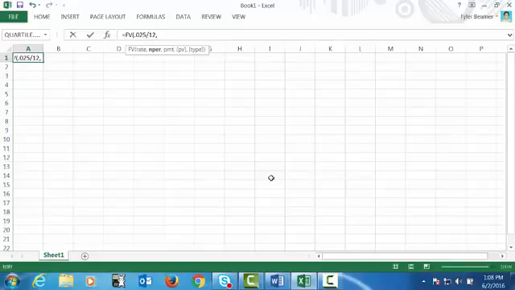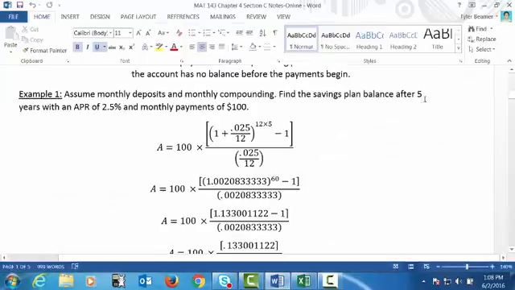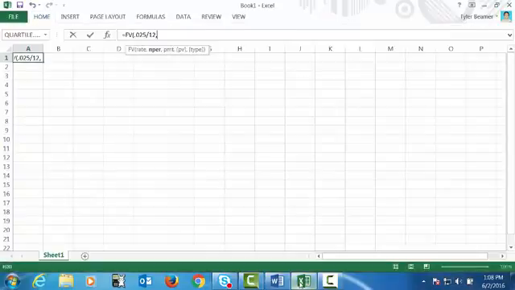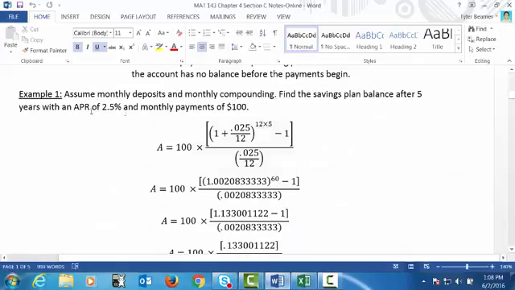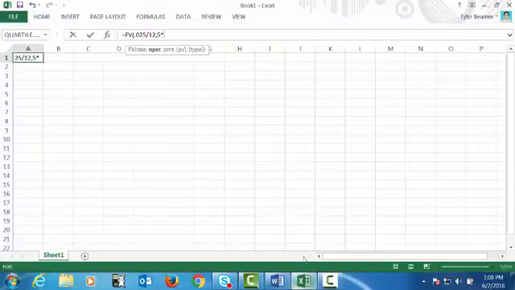Next is NPER, and that is basically how many deposits you make into the account. To figure that out, I take the specified period of time, so 5 years, and multiply that, using the star to multiply, by 12 since I'm making monthly payments. So 12 times 5, so essentially I make 60 payments into this account in the specified period of time.